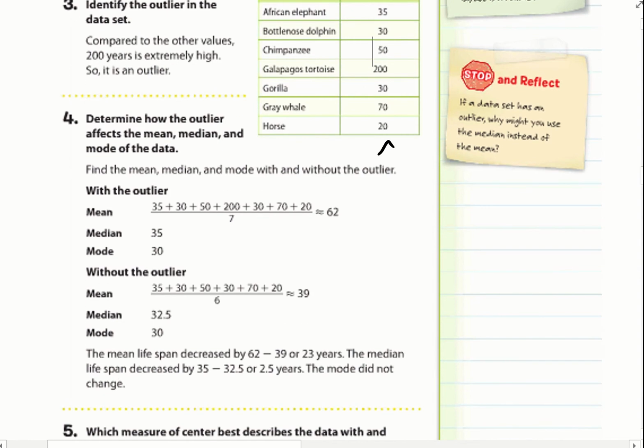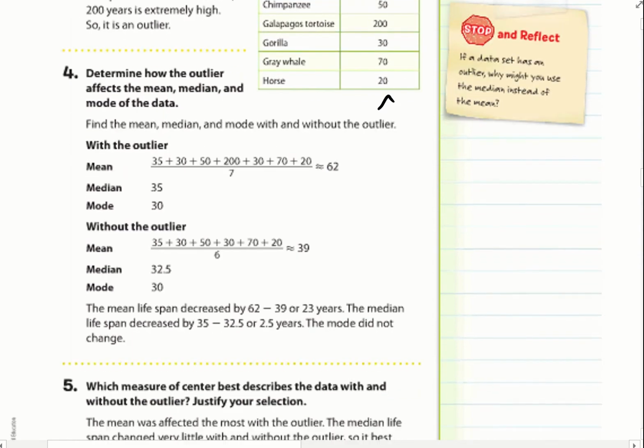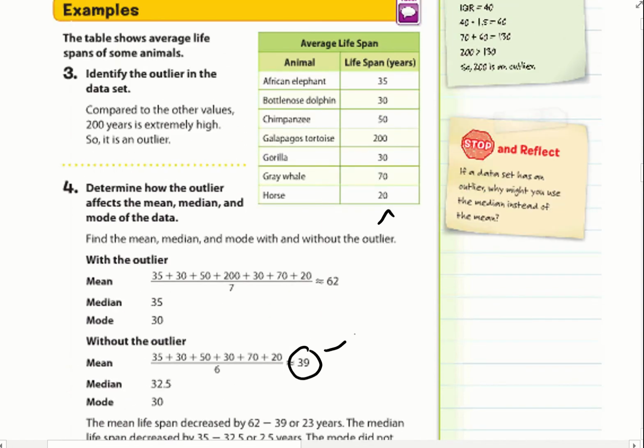Now let's look at the data without the outlier. If we look at the average, so the mean, on average, the animals all have a lifespan of 39 years old. If we look back up here, that is a better answer. So almost all the animals have a lifespan of about 40 years, and that's not including that one. So that's a better representation. Since we know that there is an outlier, in this case, we're not going to use the mean to represent the measure of center.